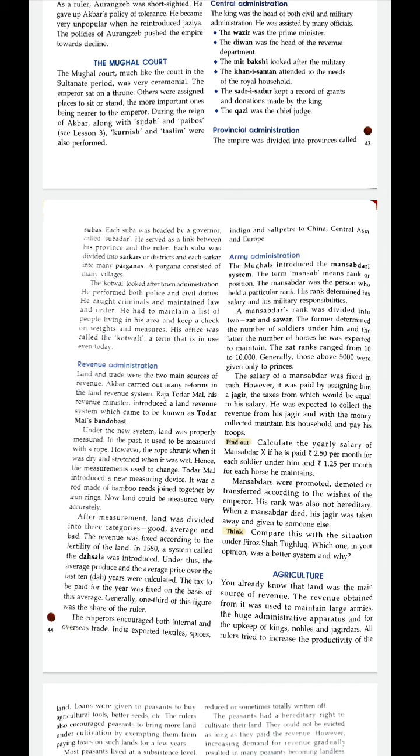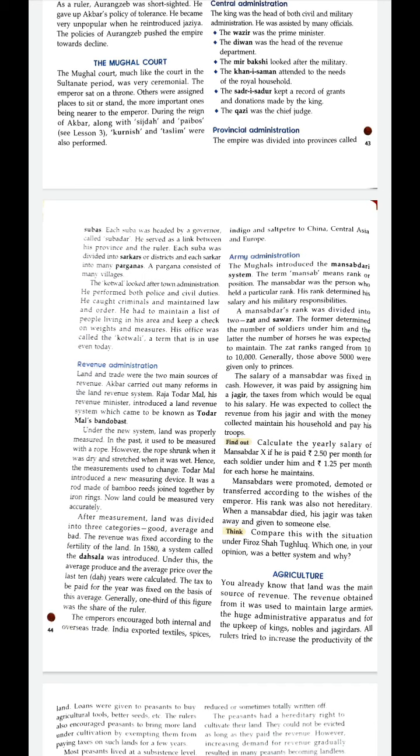administration. Now, under army administration, the Mughals introduced the Mansabdari system. And the term Mansab means rank or position. Clear? And this system was introduced by Akbar. Now, this Mansabdar rank was divided into two. What were those? First one was Zat. Second one was Sawar. Clear? Now, Zat means how many soldiers were there under this Mansabdar rank. Clear? Now, second rank was the Sawar. It means how many horses he has to maintain.